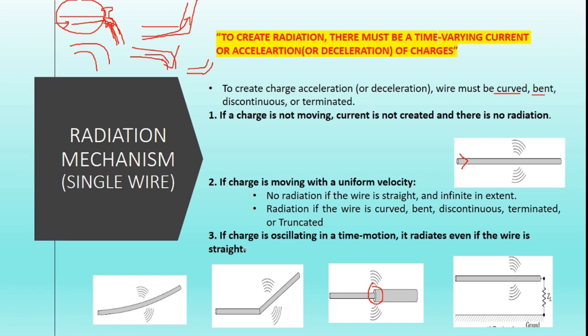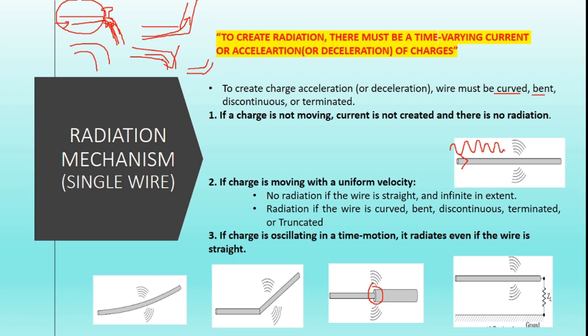The third case: if the charge is oscillating in time, it radiates even if the wire is straight. So we might consider the same wire, but if we give charges that are by themselves oscillating in nature, that again creates radiation even if the wire that we consider is straight. So these are the conditions under which we can introduce radiation.